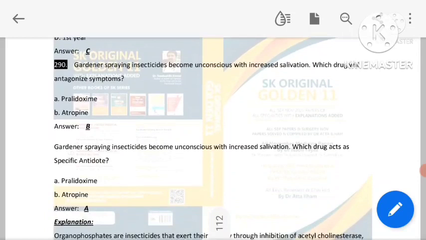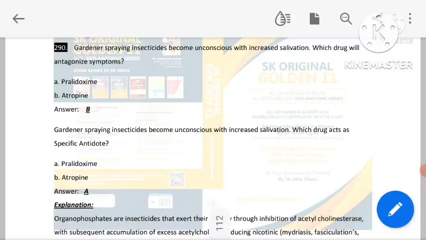Point number 290, a gardener spraying insecticide became unconscious with increased salivation. Which drug will antagonize the symptoms? So there are two MCQs regarding this type of poisoning, organophosphate poisoning. One is which of the following antagonizes the symptoms, and the other is which of the following is a specific antidote. So remember, atropine antagonizes the symptoms, and pralidoxime is a specific antidote for organophosphate poisoning. So rationalize these two MCQs.